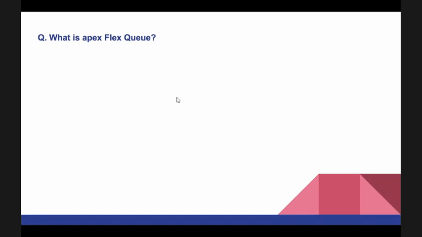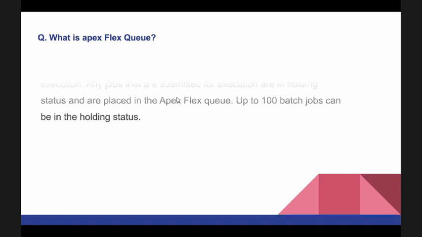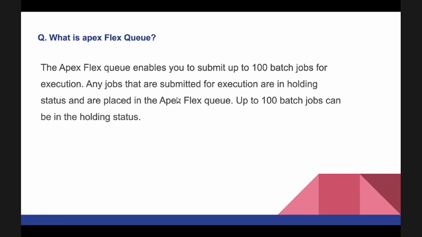So basically, the Apex Flex queue enables us to submit up to 100 batch jobs for execution, and any job which we are submitting for execution is in the holding status, and is placed in the Apex Flex queue. As I said, up to 100 batch jobs can be in the holding status. Right, so just as the name suggests, it's a queue which helps us to submit 100 batch jobs for execution. Yeah. Thank you. That was correct.